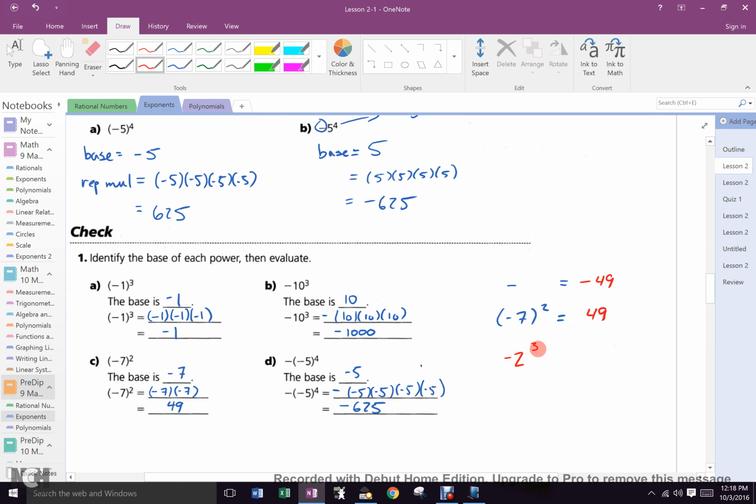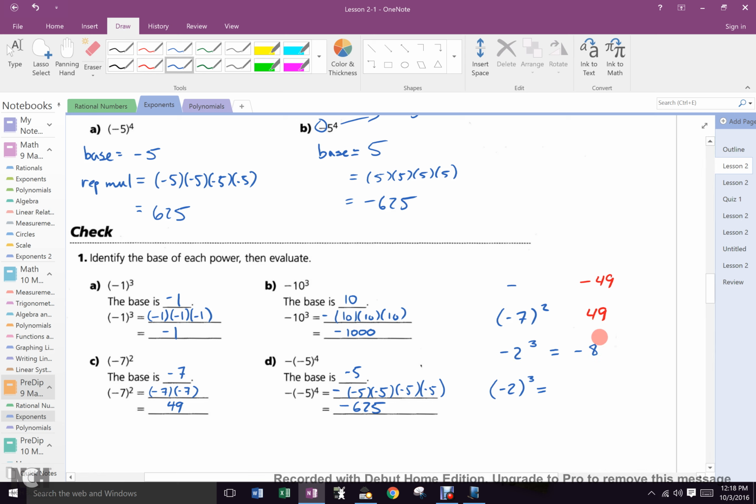Cool? Okay. Next, this one. -2 cubed. Oops, I wanted to do that in blue. Nope, we're back to the stuff disappearing on us. -2 cubed. What is the base in the first one? 2. So what repeats? 2. 2 times 2 times 2 is what? 8. And there's a negative in front, so it is -8.